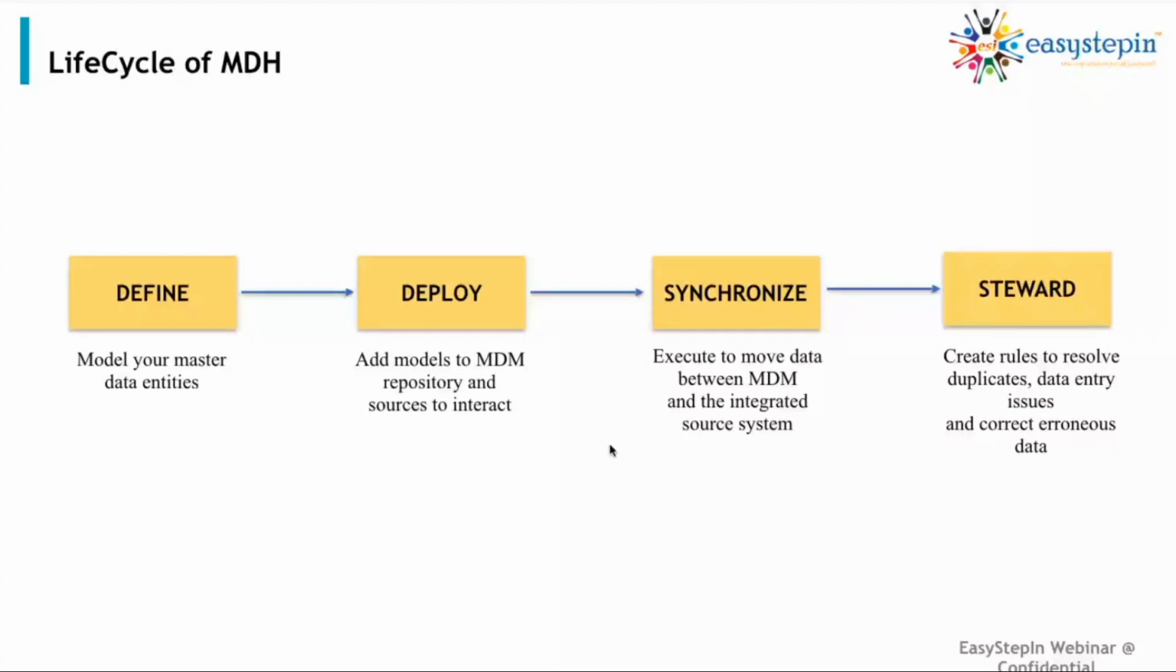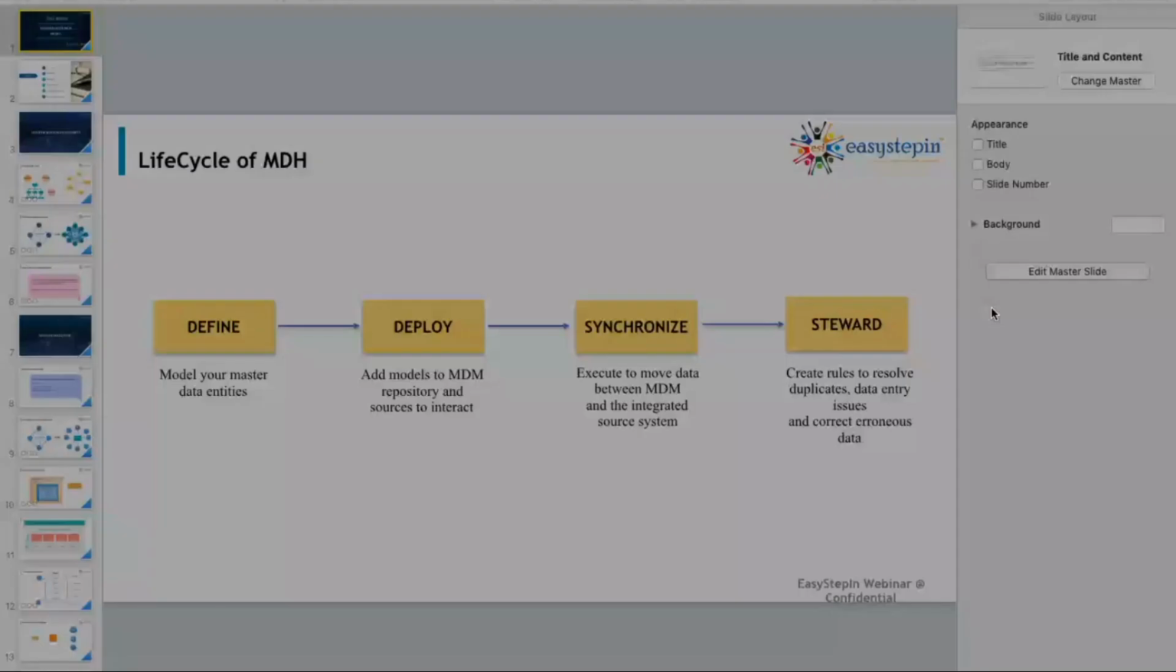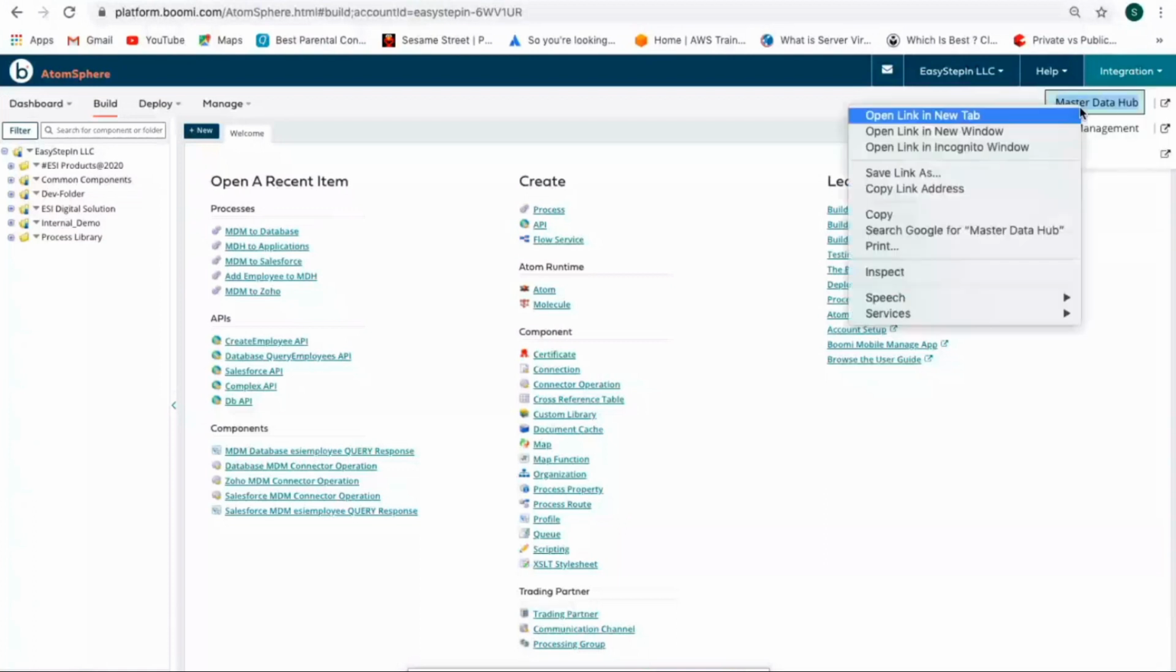In deploy, you deploy the models to the repository. In synchronize, you synchronize the data across all systems using integration processes that connect to the hub. And in steward, you implement stewardship rules to make sure that the data incoming and outgoing maintains the highest level of security. Let's now see the working session. Let's now go to the Boomi platform. Let me open MasterDataHub.